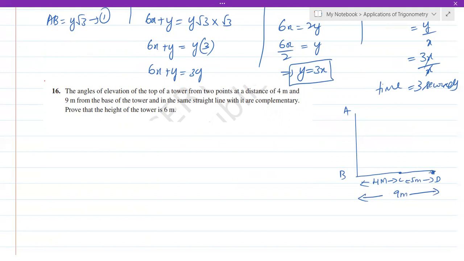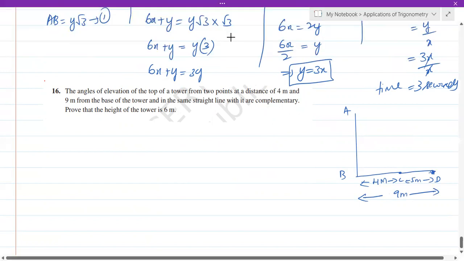Now, if you take the angle of elevation from this point, you are watching the top of the tower. That's an angle of elevation.